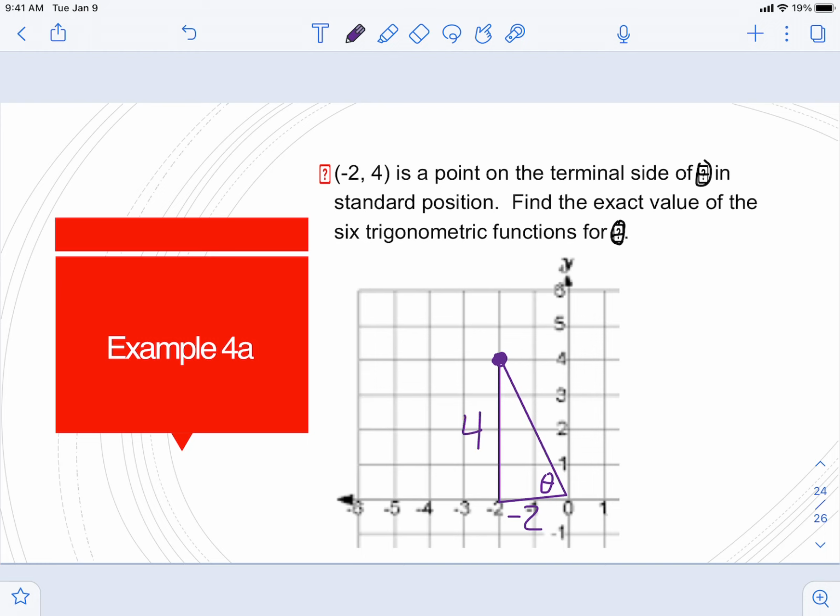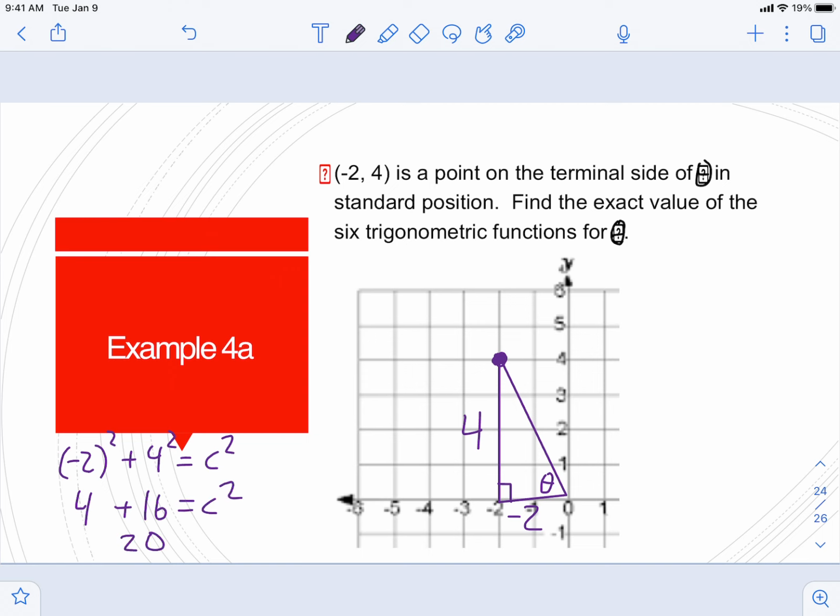I've got the height of 4, and I need to use the Pythagorean theorem to figure out what my hypotenuse is. I'll make a little 90-degree angle symbol right there. So a squared plus b squared equals c squared. So we're going to do (-2) squared plus 4 squared equals c squared. Notice I have -2 in parentheses. If you're using a calculator and you square -2 without parentheses, it's going to give you a -4, but it should be a +4. And then 4 squared is 16.